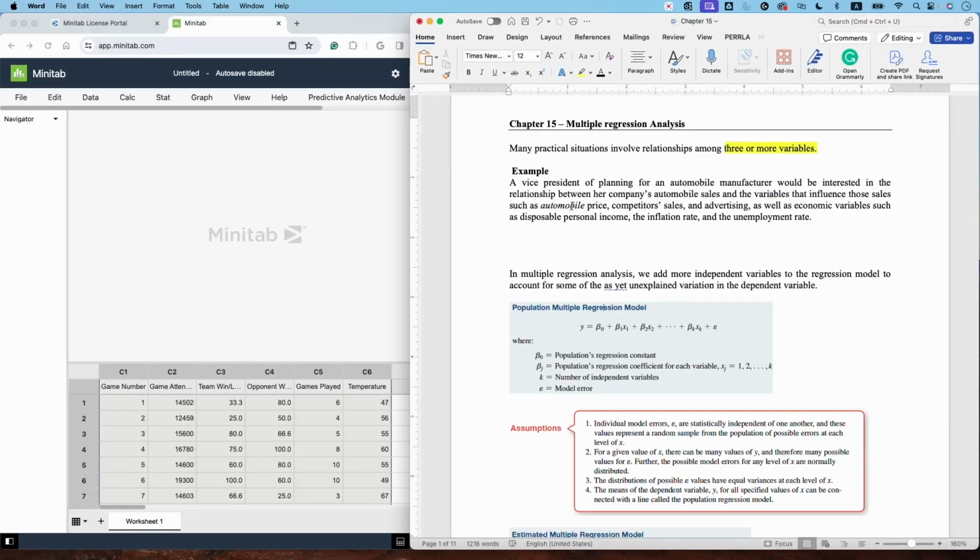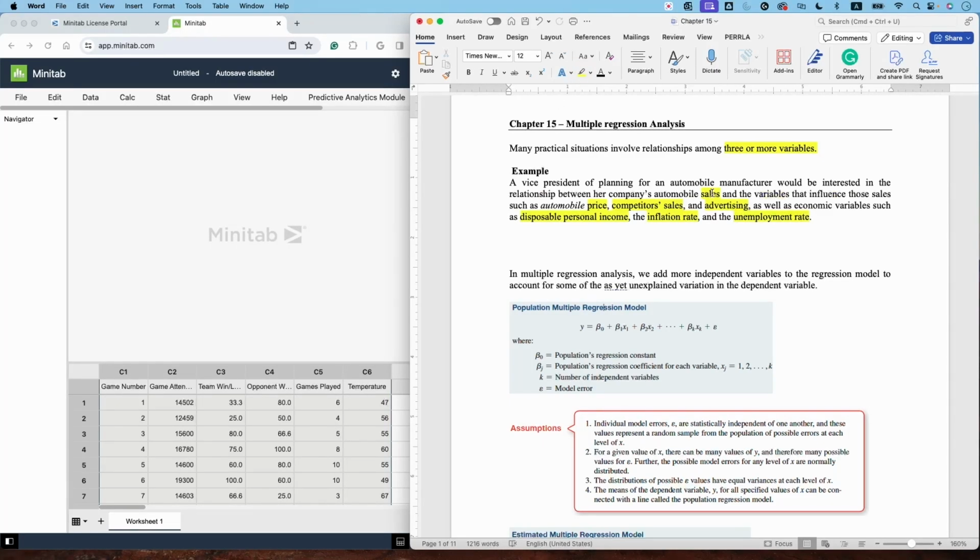Let's look at this example. We have an automobile manufacturer, and they are interested in studying the relationship between the sales, this is number one, and the variables that influence the sales. Because I need to know what factors may increase or decrease my sales, right? Some of these variables are the price of the automobiles, which is one of the predictors. The competitors' sales is another, how much others sell. Advertising. And other economic variables like personal income, disposable personal income, inflation rate, and unemployment rate.